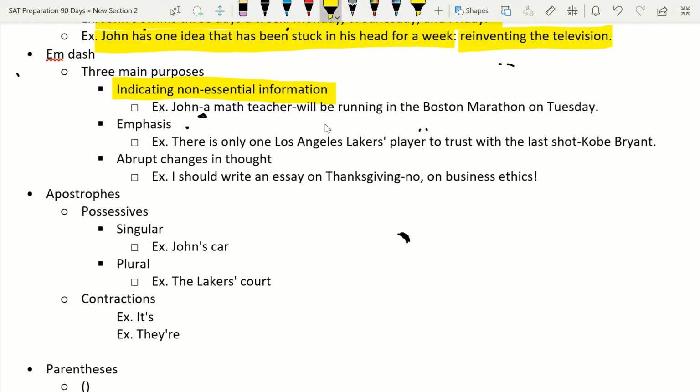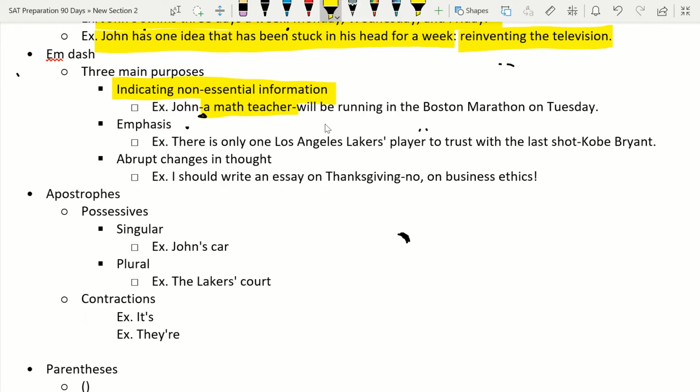We have "John, em dash, a math teacher, em dash, will be running in the Boston Marathon on Tuesday." In this case, if we were to take out the information in between these em dashes, we would have a sentence that works on its own. We would have "John will be running the Boston Marathon on Tuesday," completely grammatically correct that way, which means that a math teacher is a non-essential part of this sentence.